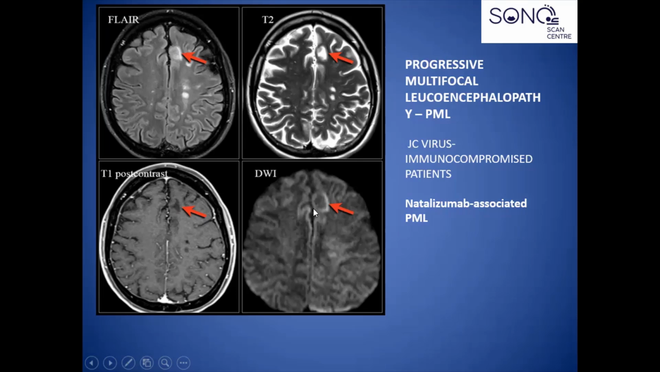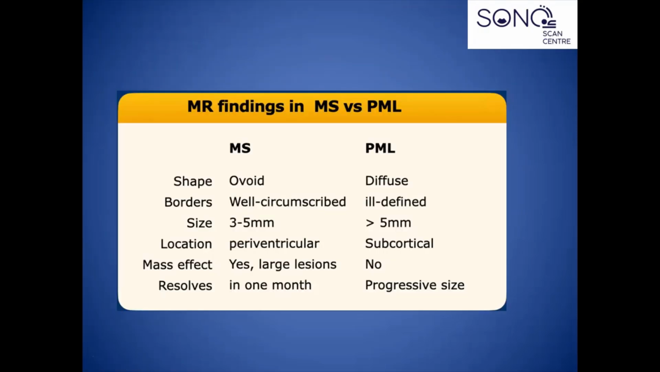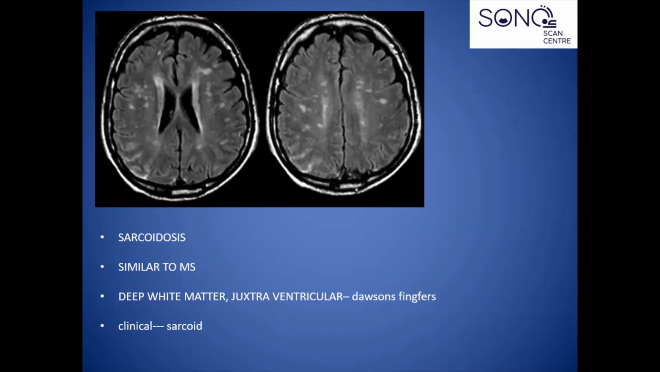In DWI, we see some minimal restriction here, which denotes the activity of the lesion. On contrast, there is not much significant enhancement noted in PML. So how to differentiate MS from PML? In MS, we know what the findings are, but in PML, the shape is diffuse and ill-defined, somewhat bigger in size compared to MS, and it usually progresses in size because they are mostly immunocompromised patients.